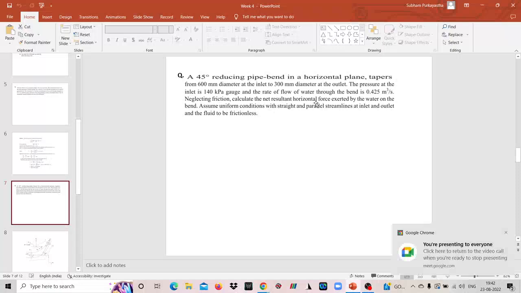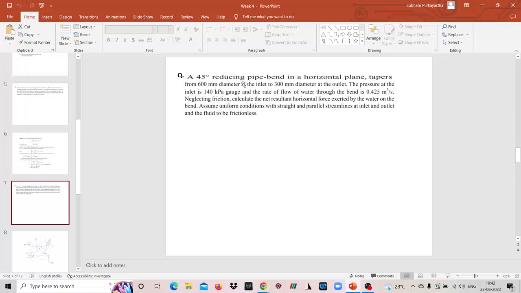Calculate the net resultant horizontal force exerted by water on the bend. Assume uniform flow conditions with straight and parallel streamlines at inlet and outlet and the fluid to be frictionless. Now see, this last line is very important. I'll come to that. But what is the situation?